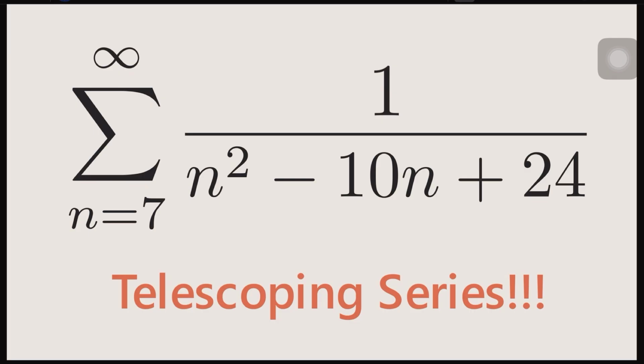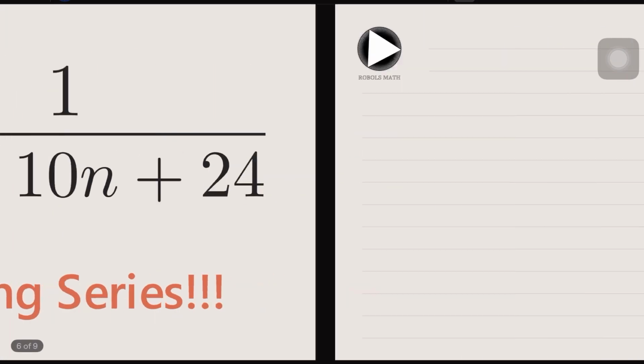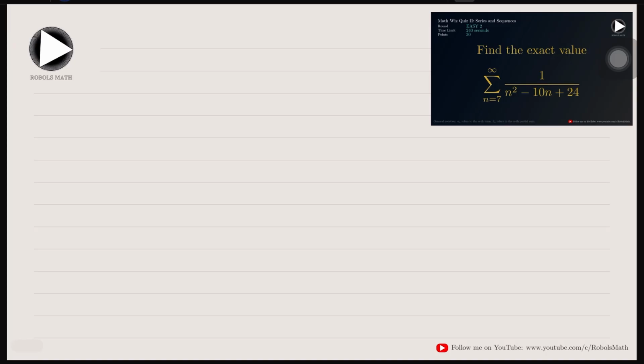So the summand is a rational function. Whenever you're given one of these, often the result is something that involves telescoping sums. To do that, we will rewrite the summand into its partial fractions. So we have here 1 over n squared minus 10n plus 24. We can factor the denominator as n minus 4 times n minus 6.